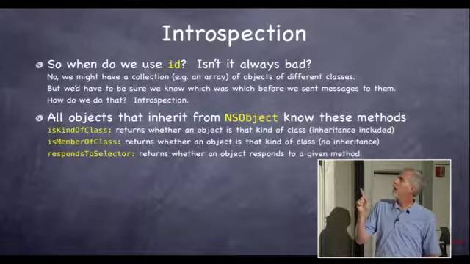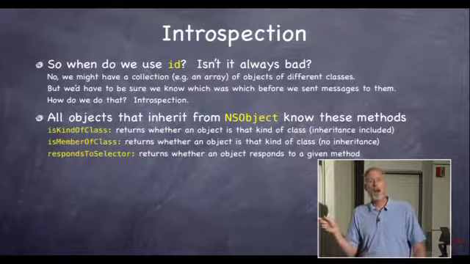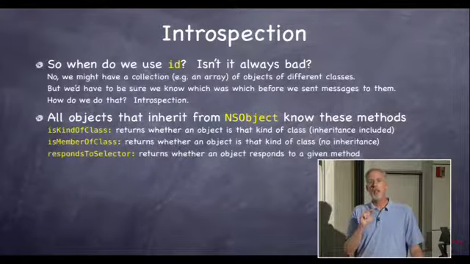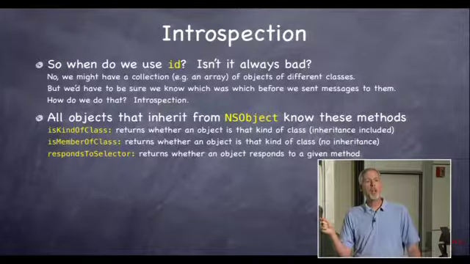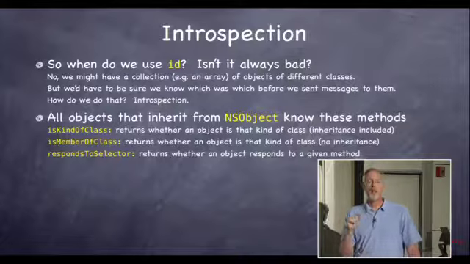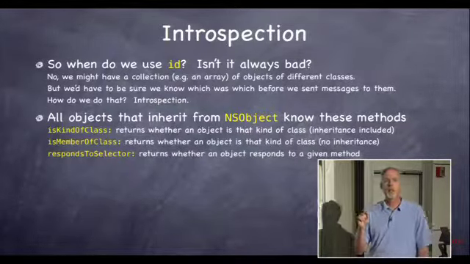So if I said, is this CalculatorBrain a kind of class NSObject? It would say yes, because CalculatorBrain inherits from NSObject. But if I said CalculatorBrain isMemberOfClass NSObject, no, because CalculatorBrain is a member of the class CalculatorBrain, not NSObject.